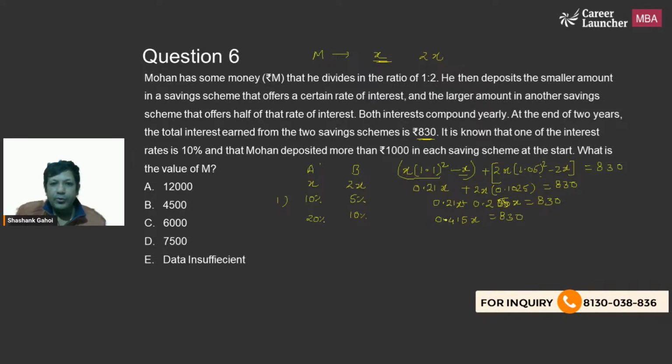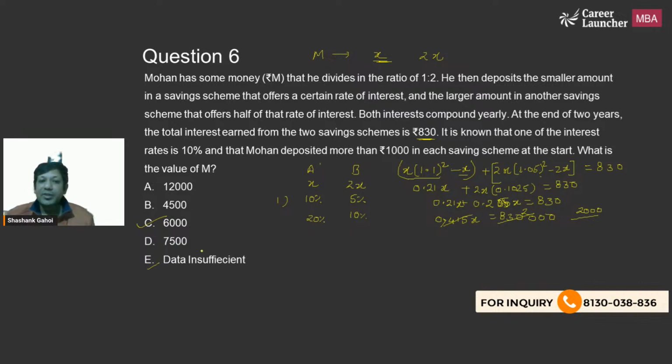So remove the decimal, 1 2 3 cancel out, this is 2, so 2000. x is 2000, so 2x is 4000. The total amount comes out to be 6000. So basically my answer till this point looks like option C. But we have one more.